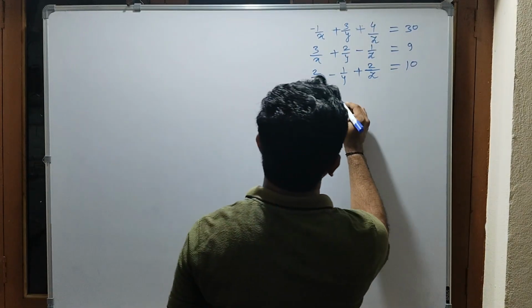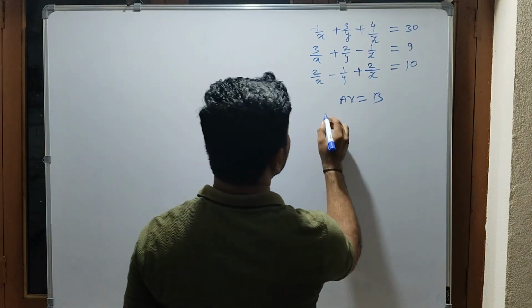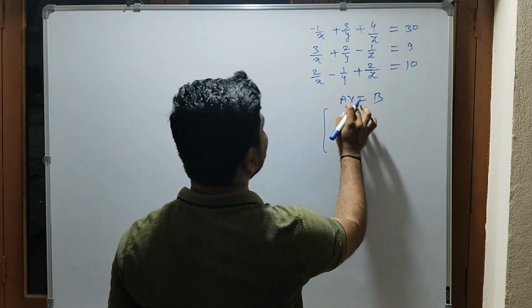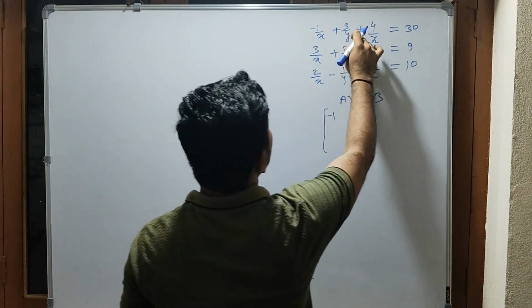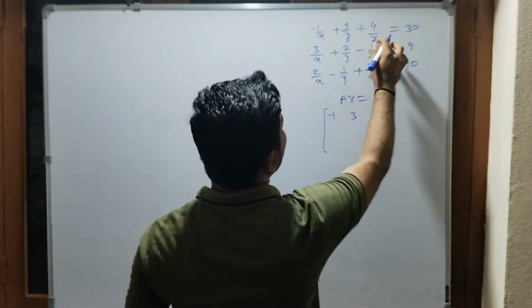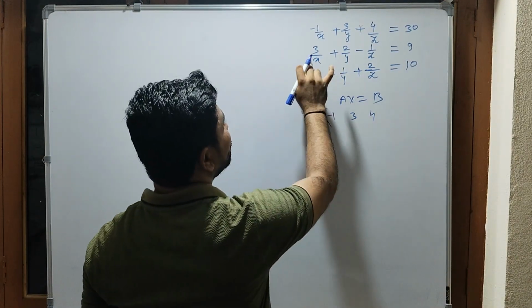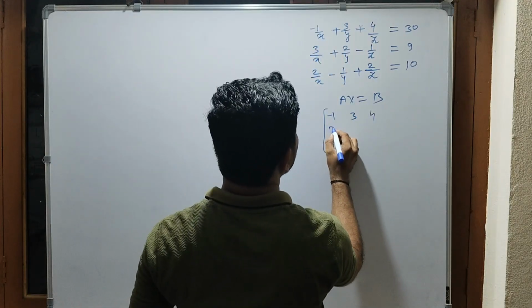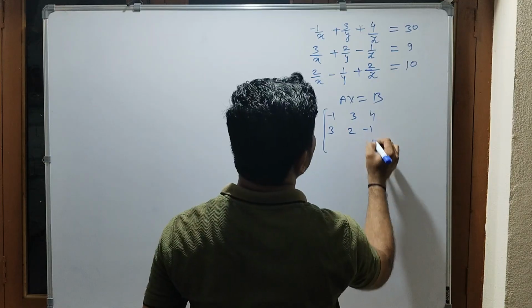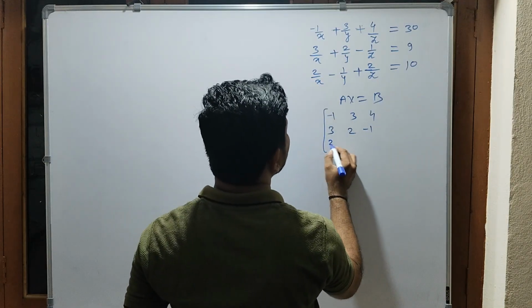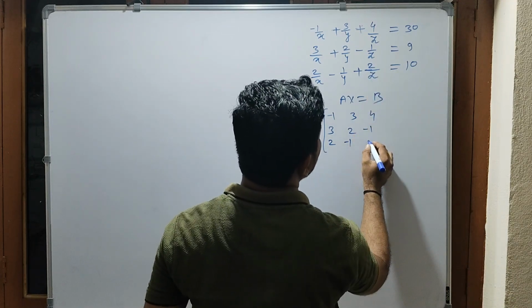Here the matrix form of the system is, first step, Ax equal to b. So this is my coefficient matrix. The coefficient of 1 by x means this first entry is minus 1, the coefficient of 1 by y is 3, and the coefficient of 1 by z is 4. Now come to the second equation. The coefficient of 1 by x is 3, the coefficient of 1 by y is 2, and the coefficient of 1 by z is minus 1. In the third, the coefficient of 1 by x is 2, the coefficient of 1 by y is minus 1, and the coefficient of 1 by z is 2.